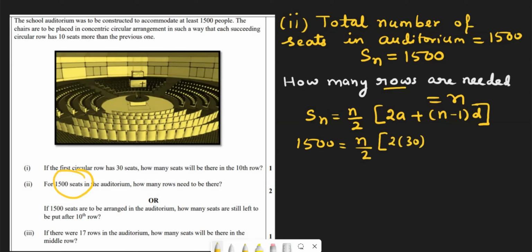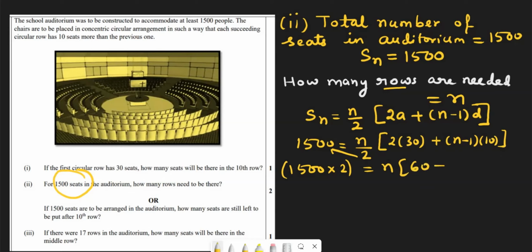30 is the number of seats in the first row, plus n minus 1 times 10. 10 is the common difference. Let us work out. So 1500 times 2. We'll not try to multiply; we'll wait till the last. If any cancellation occurs, we will make use of that.